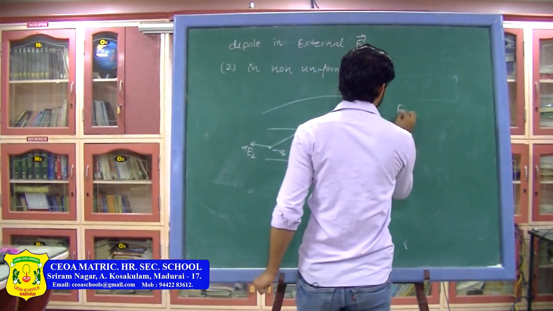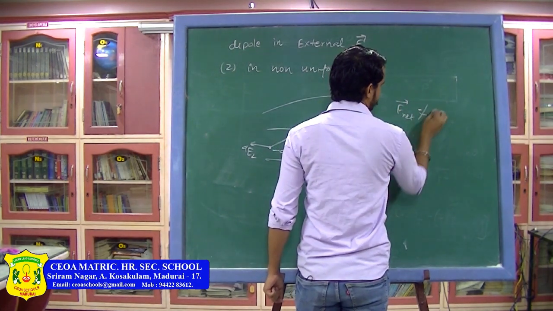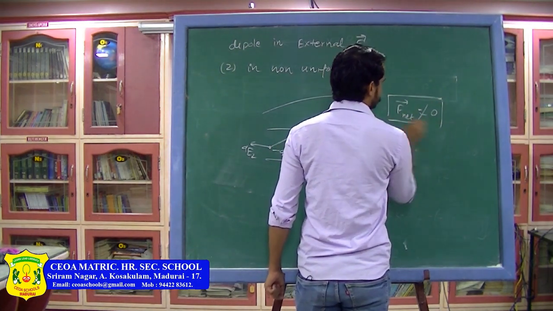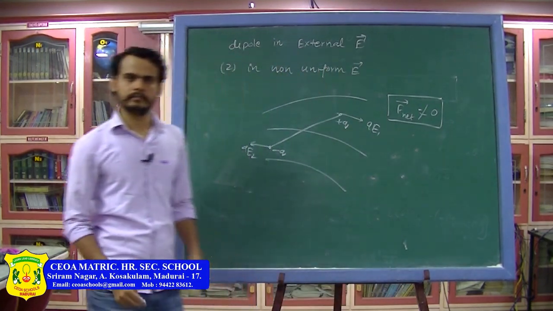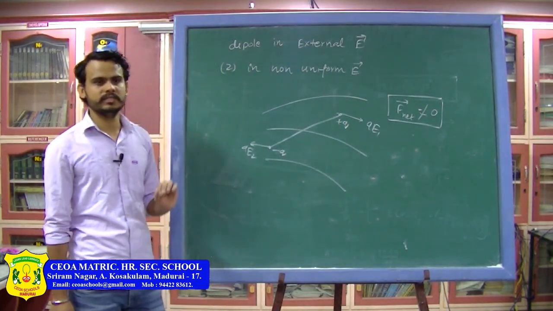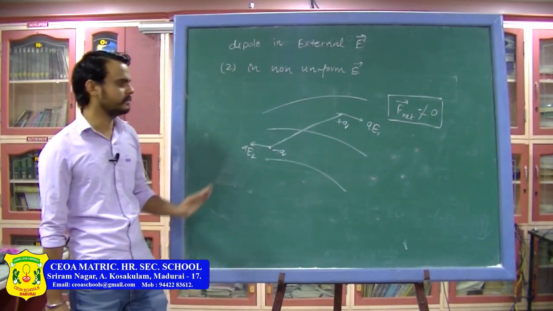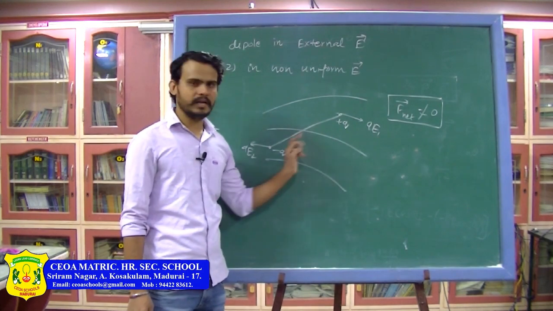In a non-uniform electric field, net force on a dipole is not 0. Again I will repeat, you don't need to worry about what will be the force, you just need to remember that in a non-uniform electric field, net force on the dipole is not 0, simple.